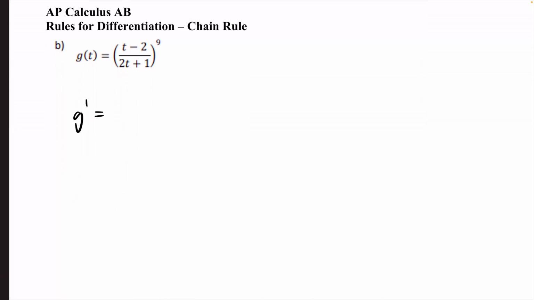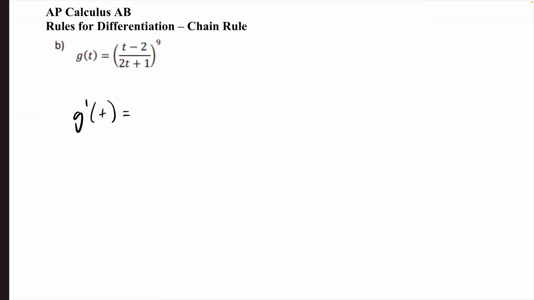Okay, so g prime of t. So what are we going to use first? Which rule are we going to use first? Last time we used the product rule first and then the chain rule. So we need to use the quotient rule and we need to use the chain rule. So which one are we going to use first?